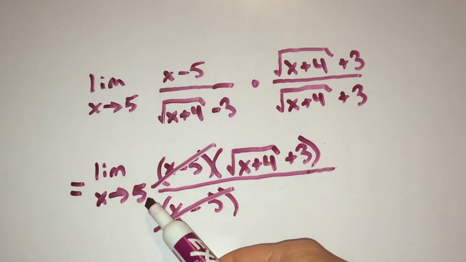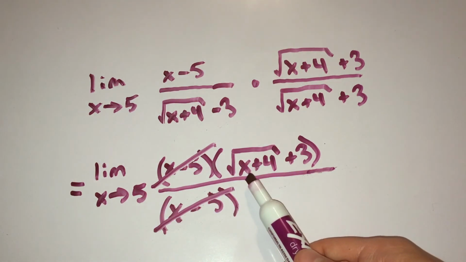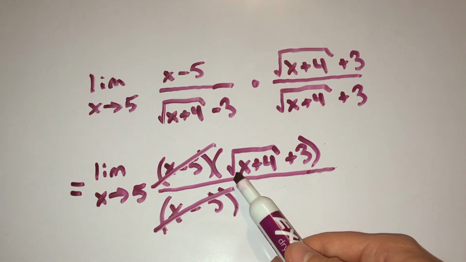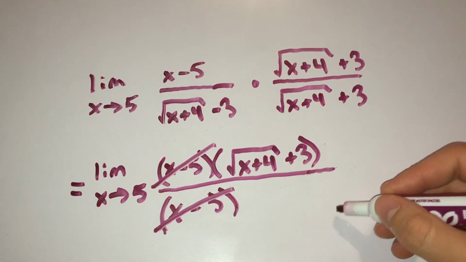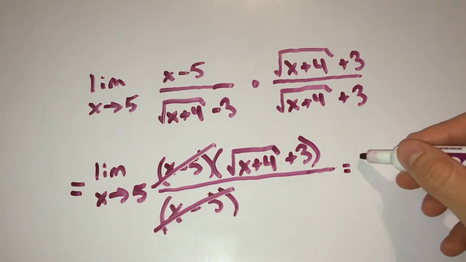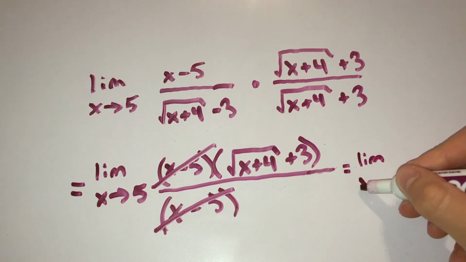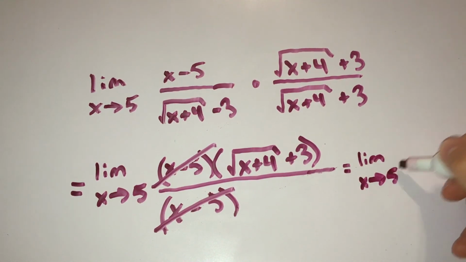And from here we can just plug in 5 for our x's. So 5 plus 4 is 9, the square root of 9 is 3, plus 3 is 6. So your limit as x approaches 5 is 6.